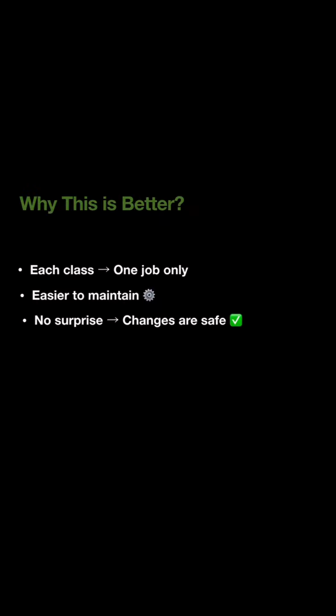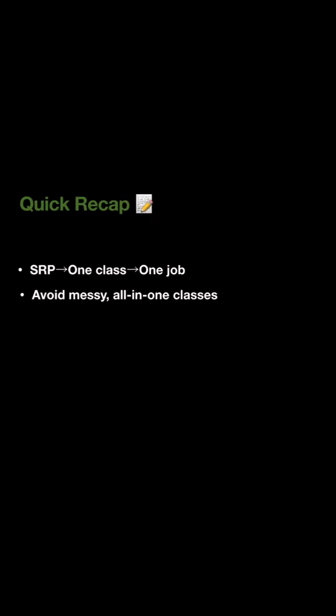So let's do a quick recap. SRP: one class should have one job only, and it helps avoid messy code where everything is in one class. In the end, I'll give you one suggestion. Whenever you're going to create any class, just ask yourself, does this class have more than one reason to change? Then please reconsider and split it into different classes. Thank you.